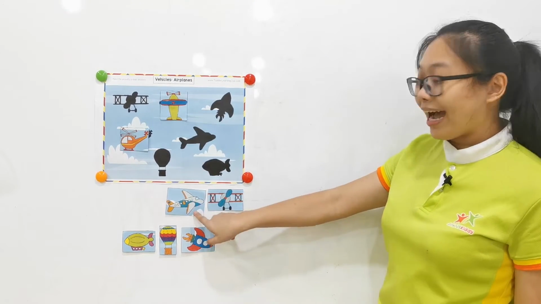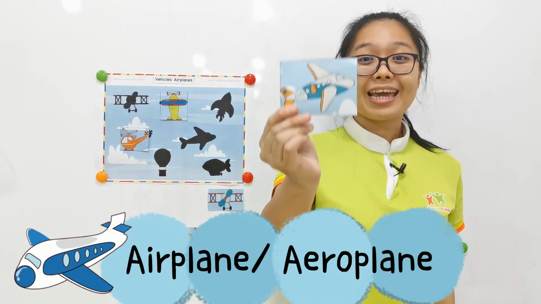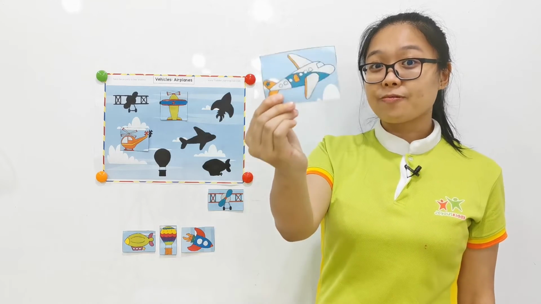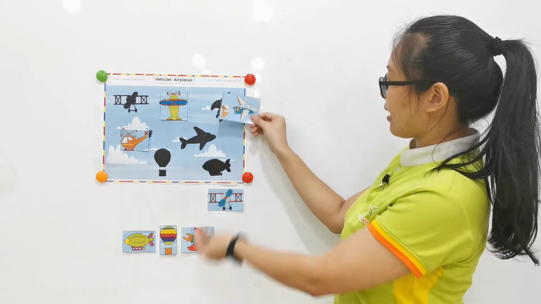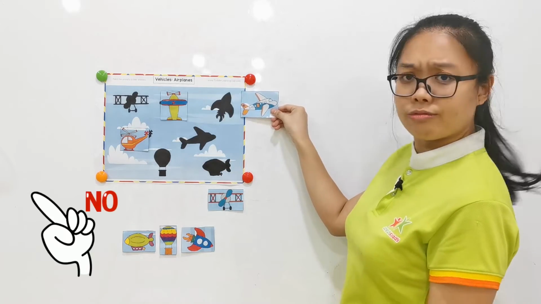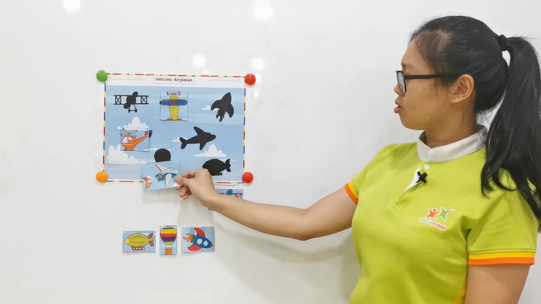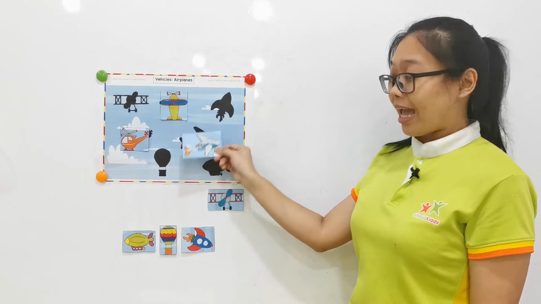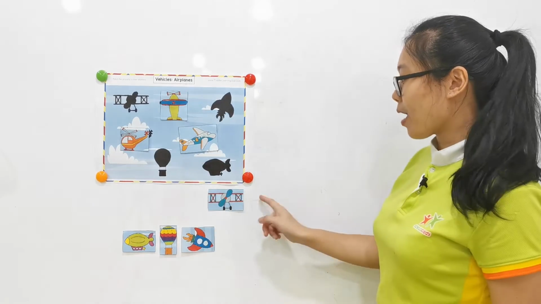Next one. This is an airplane. Sometimes we will call it aeroplane. Let's find the shadow for the aeroplane. Where is the shadow of the aeroplane? Is it here? No. Is it here? No. This is the shadow for aeroplanes. Good job.